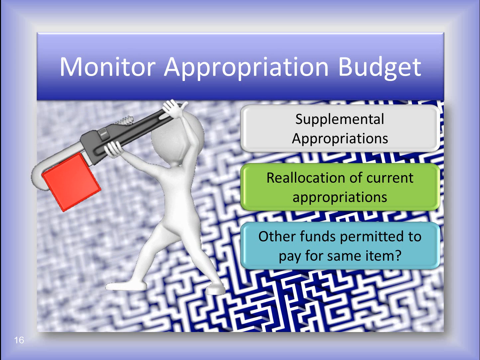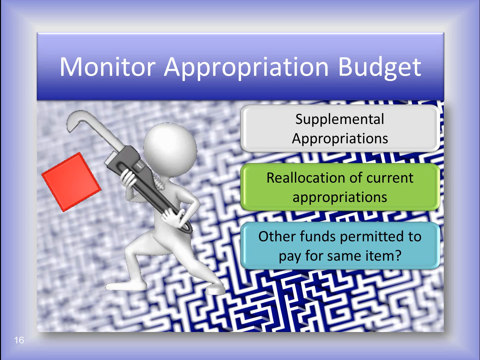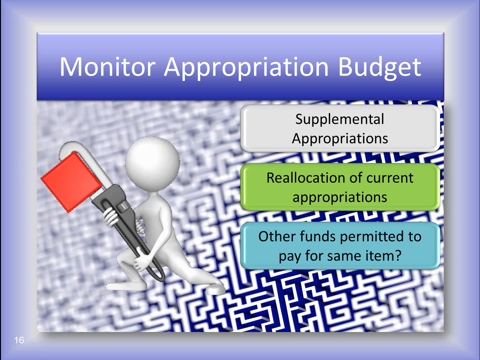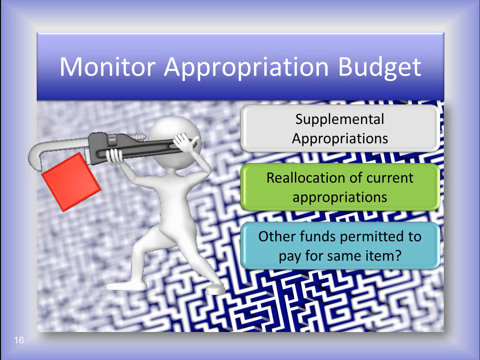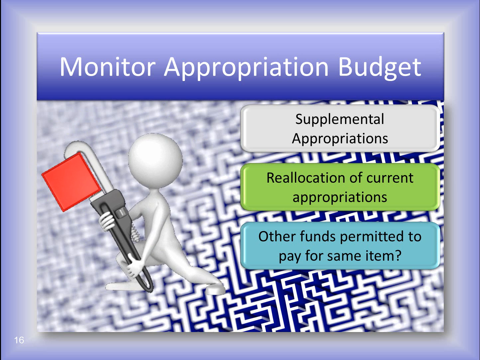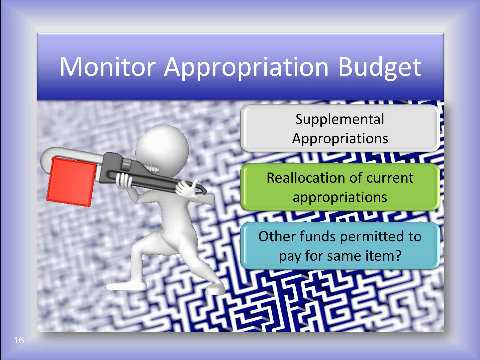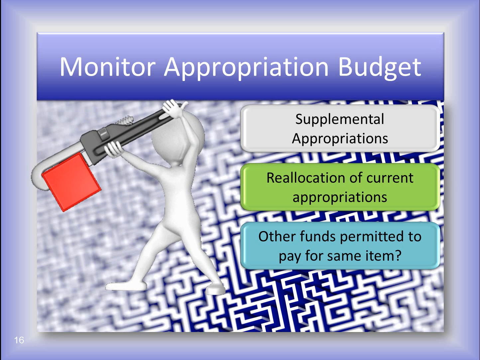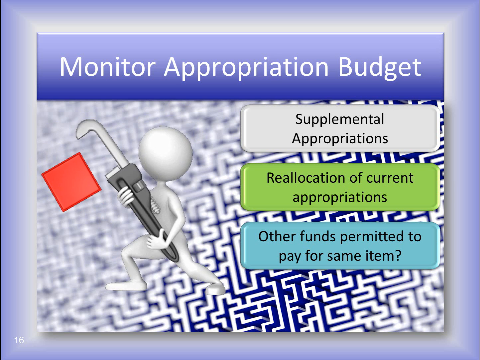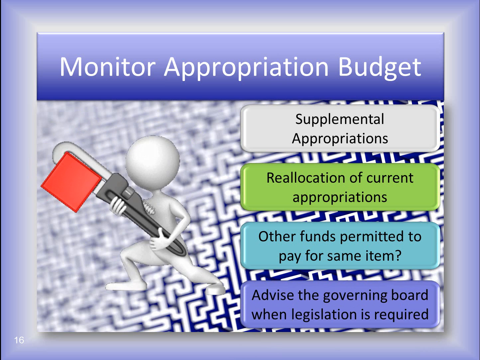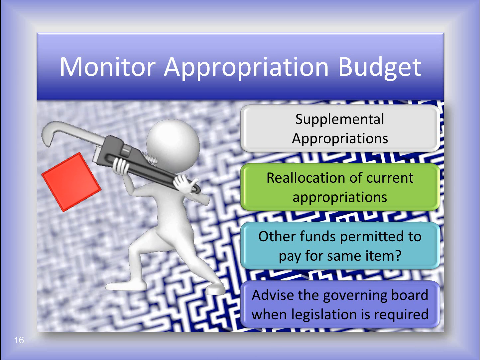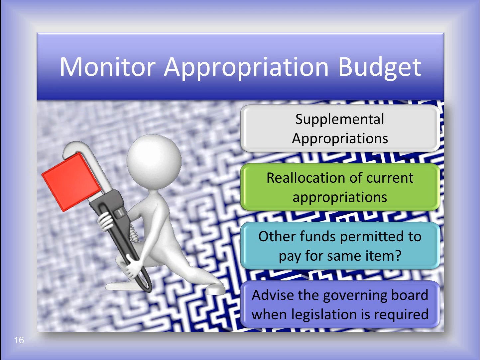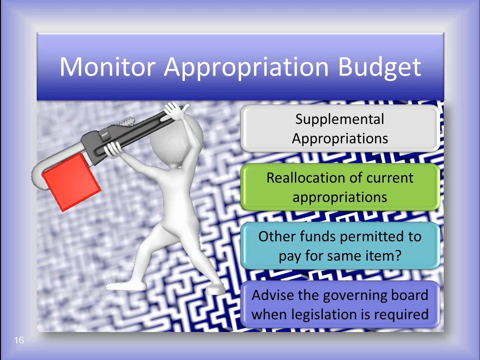Now, villages, libraries, and special districts would have a more limited ability to use multiple funds for the same purpose. Be careful, don't spend restricted money improperly. You may not have a second fund that can contribute. And make sure you're prepared at your next meeting when legislation is required for any reallocations or supplemental appropriations. Stay ahead of these issues. You should never be surprised when you run out of appropriations.